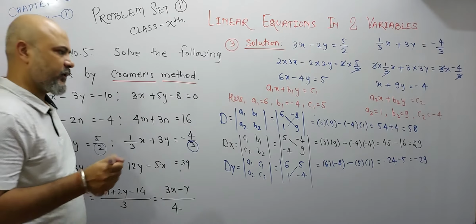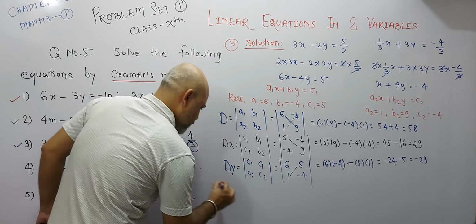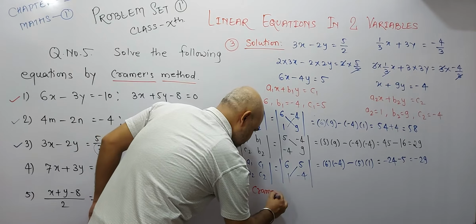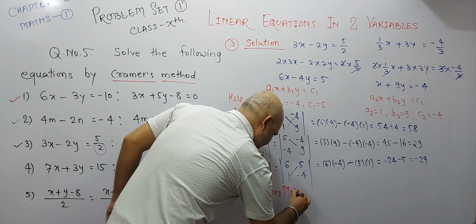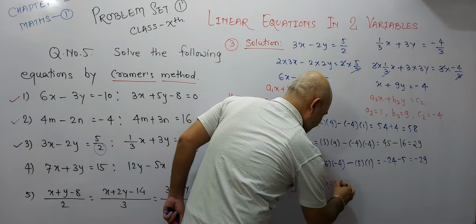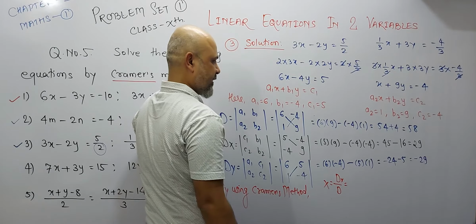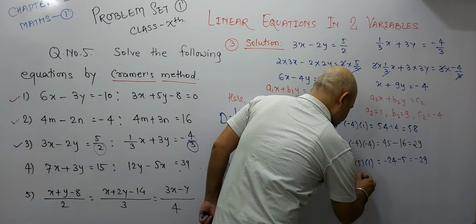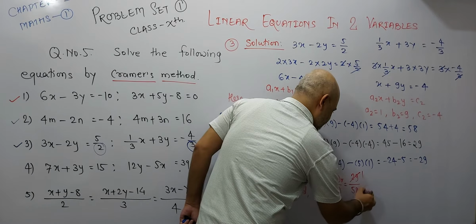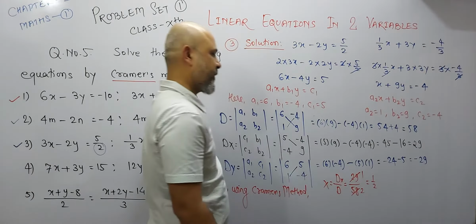Now by using Cramer's rule, or Cramer's method, what will be x? x will be dx divided by d. And what is dx? dx is 29 and d is 58. So 29 ones are 29, twos are 58. So you'll get value of x is 1 by 2.